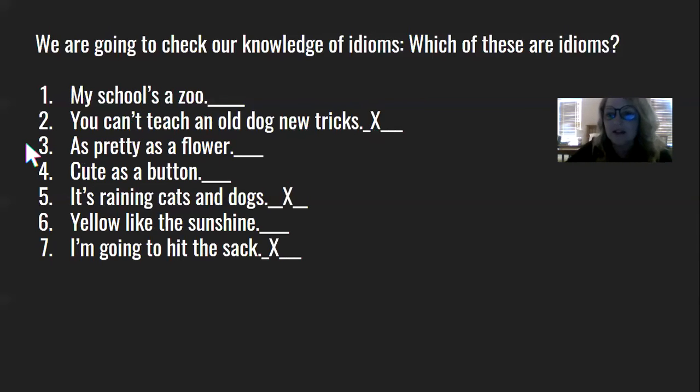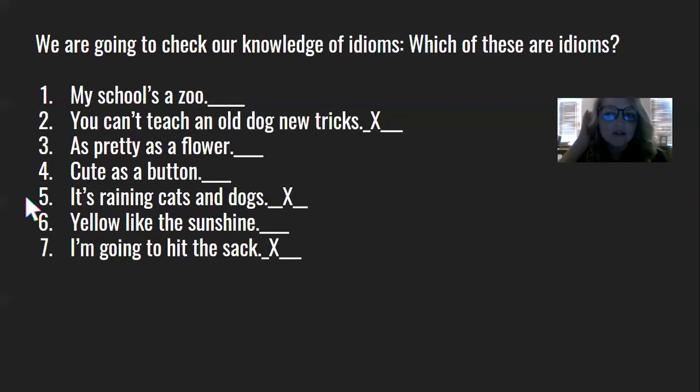Number 3, as pretty as a flower. We know that's not an idiom. There's no X. So what is it when we use like or as? Do you guys remember that from a previous lesson? That's our simile. Okay, so maybe we're saying this person is as pretty as a flower. So we're using that as word, so that's a simile. Number 4 is cute as a button. There's that as word again. So what is number 4? Do you think you have a guess? 4 is another simile. So it's not an idiom, it's a simile.